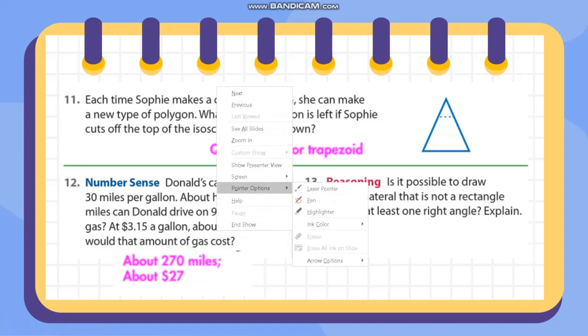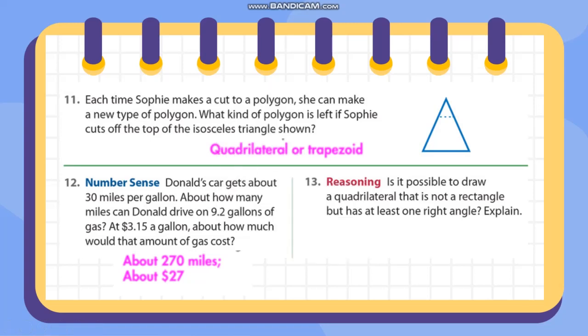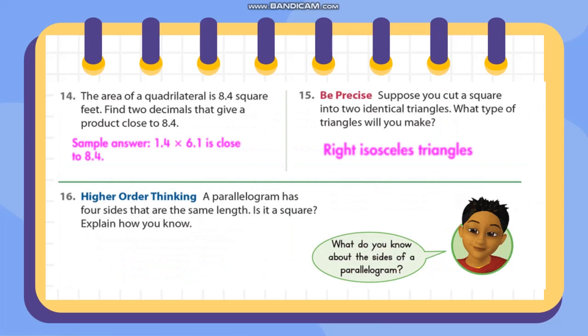Next, question number 13. Is it possible to draw a quadrilateral that is not a rectangle but has at least one right angle? Explain. So the answer is yes, because a trapezoid can have two right angles, and a trapezoid is considered a quadrilateral. Number 14. The area of a quadrilateral is 8.4 square feet. Find two decimals that give a product close to 8.4. So the sample answer is we're going to multiply 1.4 by 6.1, and the answer is close to 8.4.